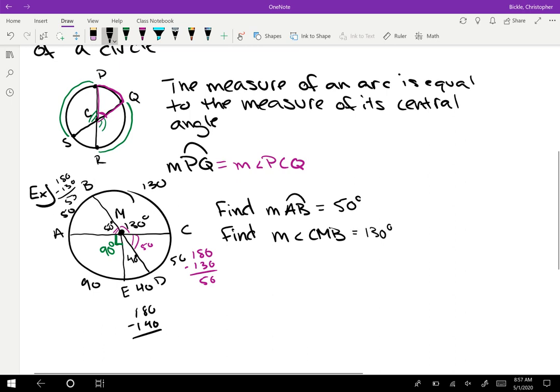Did I give you that one to start? Yeah, I think I originally meant to put CMD. So measure CMD would have been 50. But you guys can go through.